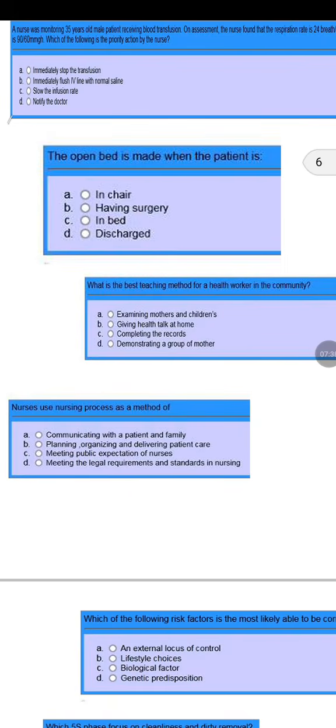Open bed: when is the bed made open? An open bed is made when the patient is discharged, or for a patient who is occupied in bed. Occupied bed is different from open bed.